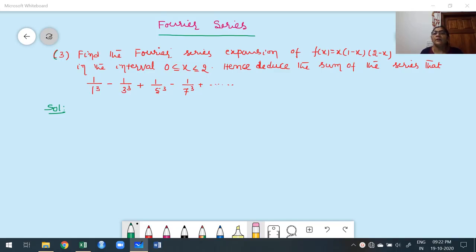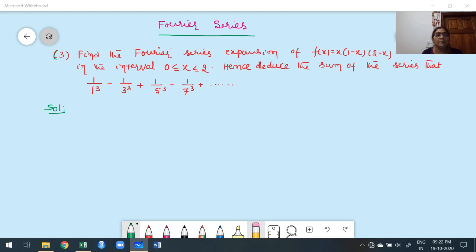Hence, deduce the sum of the series 1 by 1 cube minus 1 by 3 cube plus 1 by 5 cube minus 1 by 7 cube, etc. The right hand side value is not given. We have to find out the value of this series. That is the deduce part. We will do it later. You are already familiar with the deduce part from the previous class. First we have to construct the Fourier series.